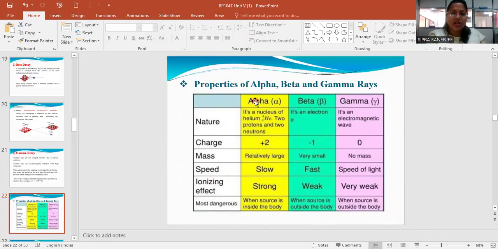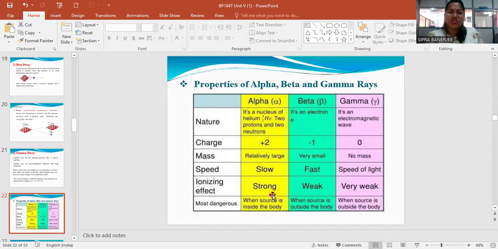The charge is 2 for alpha, minus 1 for beta, and 0 for gamma. Mass: alpha has a relatively larger mass, beta has a very small mass because electrons have very little mass, and gamma has no mass. The speed of the alpha particle is slow because it is a heavy particle. The beta particle is very fast because it is an electron. Electrons can rush very fast. Gamma is electromagnetic radiation, so its speed is the speed of light, which is very high.